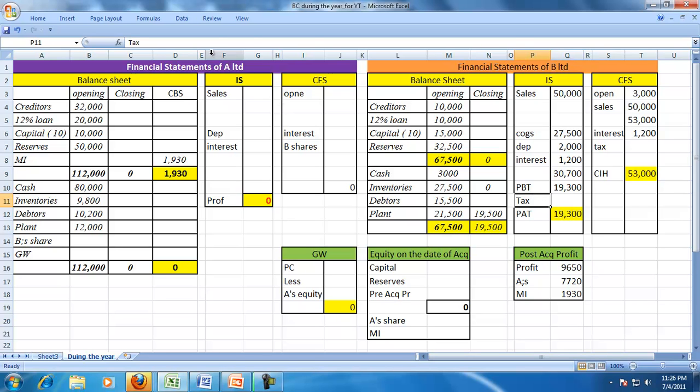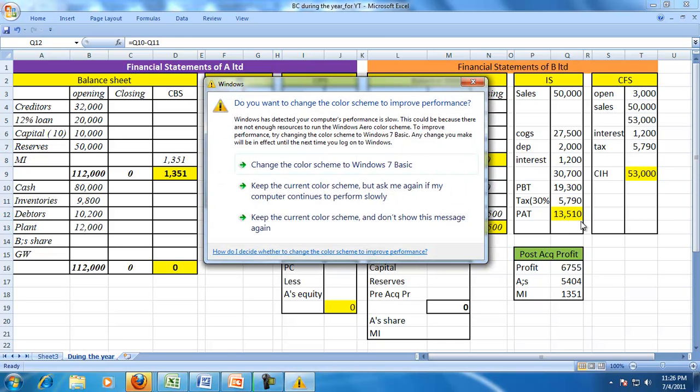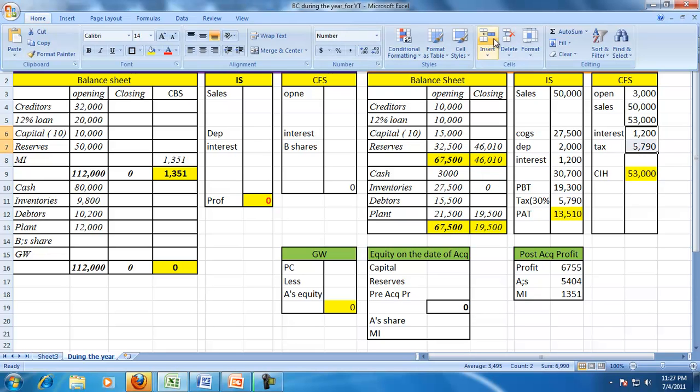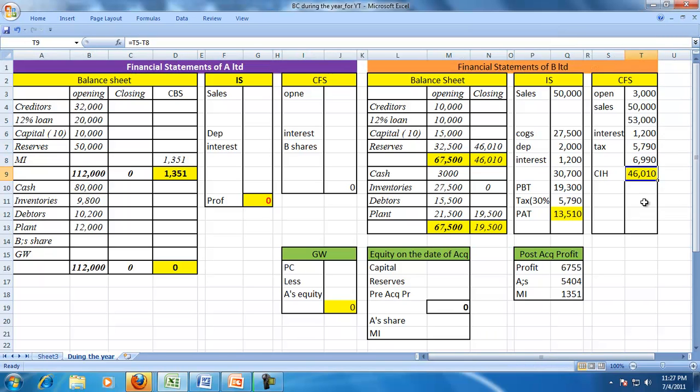And if we assume the tax to be 30%, the tax will be 0.30 of 19,000, and let us assume that we pay the tax during the year, no outstanding. So profit for the period, profit after tax, is 13,510. If no information is given, then let us assume that the entire profit is retained, and the cash in hand will be the total receipts minus the payments, and cash in hand is 46,010. So that will appear on the balance sheet of B.